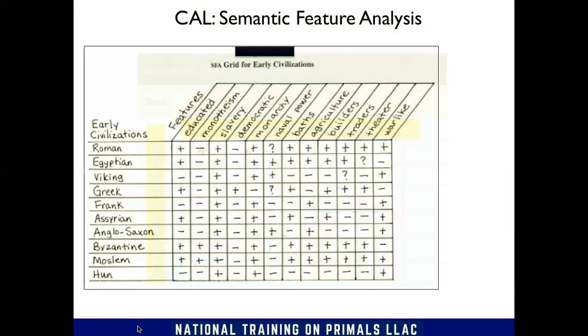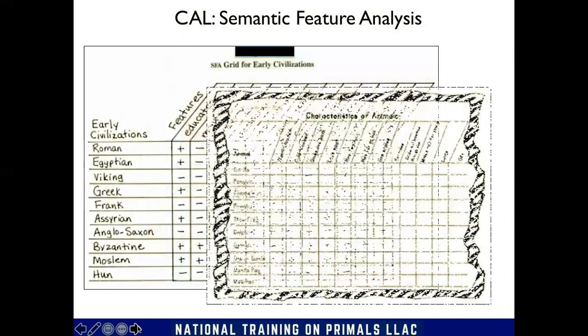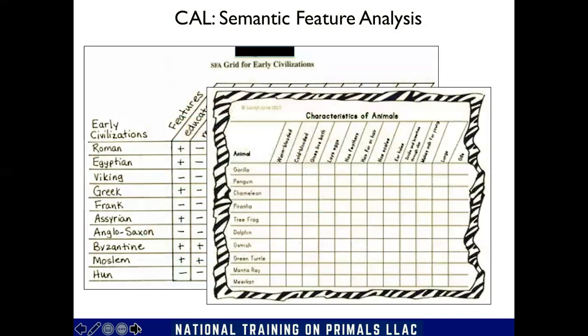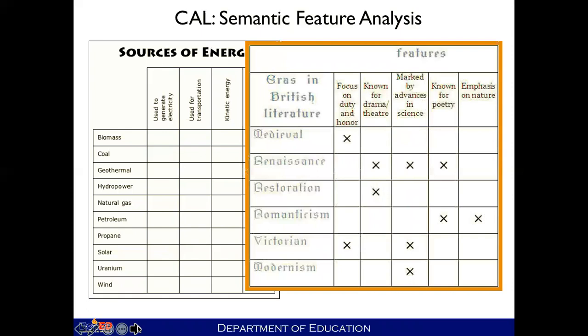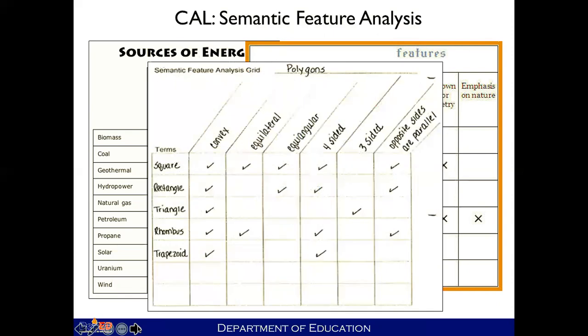This example for history is on early civilizations. The one for biology is on animals. This one for physics is on sources of energy. For literature, the example is on eras in British literature. And for math, the example is on polygons.